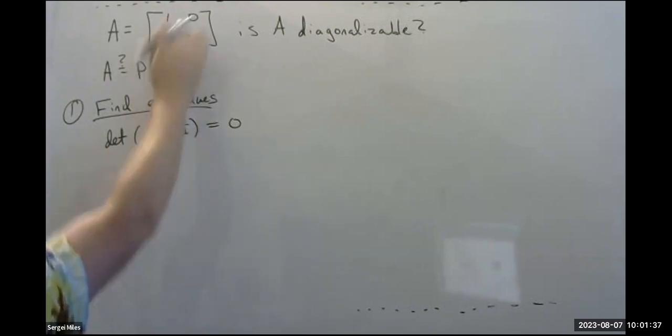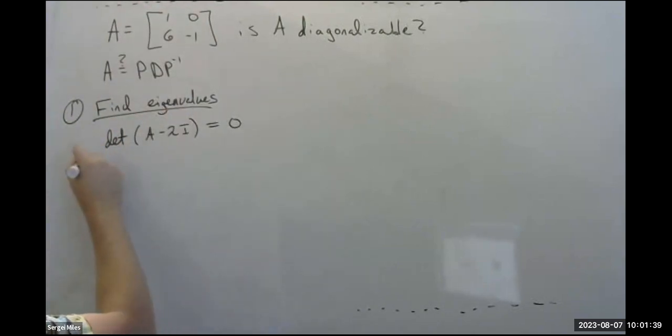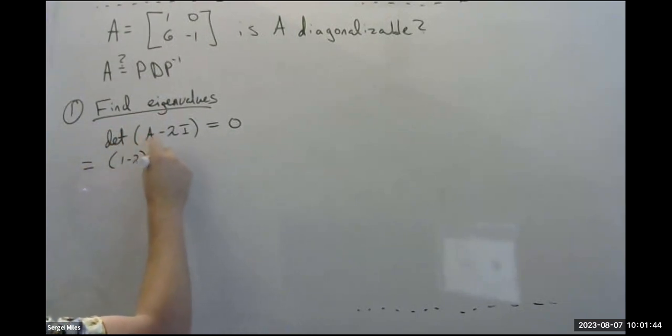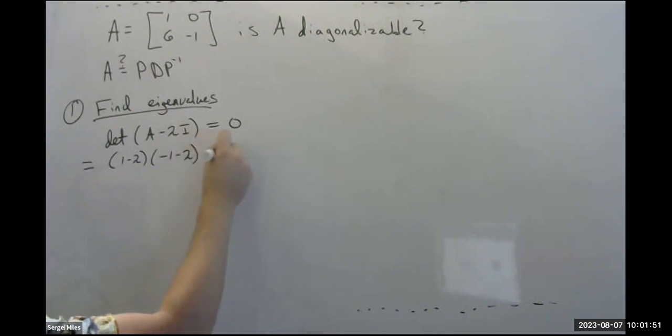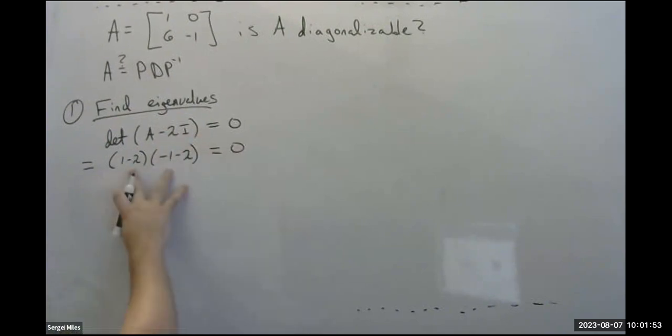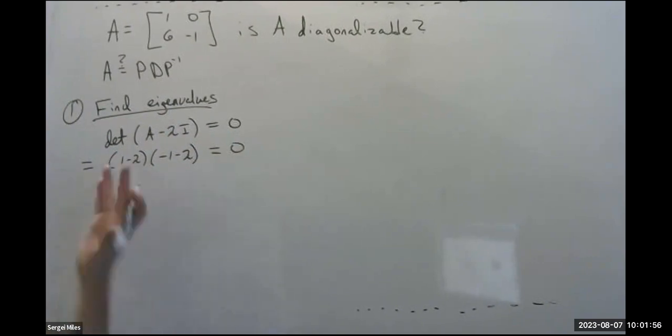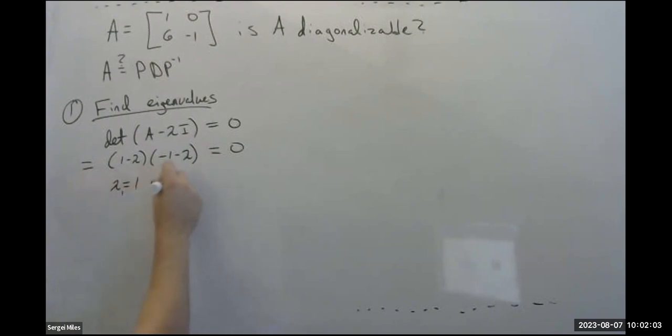Luckily, this is a 2 by 2, so when I take its determinant, I'm going to have 1 minus lambda times -1 minus lambda minus 0. So this is it. This is my characteristic equation. When does this equal 0? Lucky for us, it's already factored. Lambda 1 equals 1, or lambda 2 equals -1. So we have two eigenvalues. This is good so far.